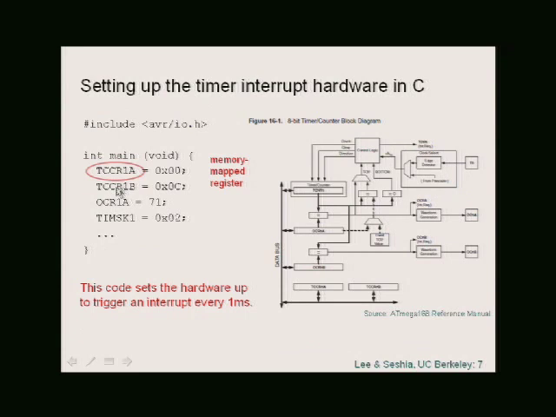Okay, so if you were to set up the interrupt hardware in C, you would include the register file and you would execute the setup code. Okay, so that's the way it's done in the Atmega 168, kind of low level.